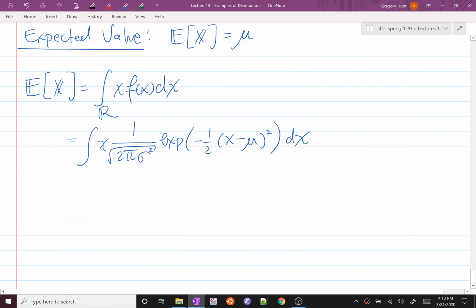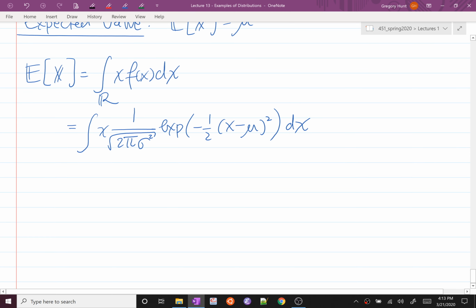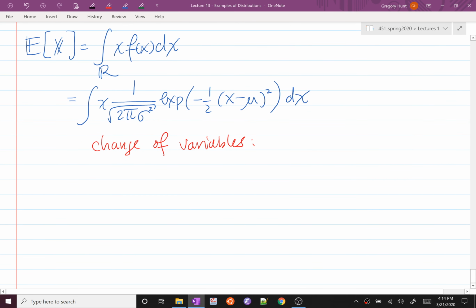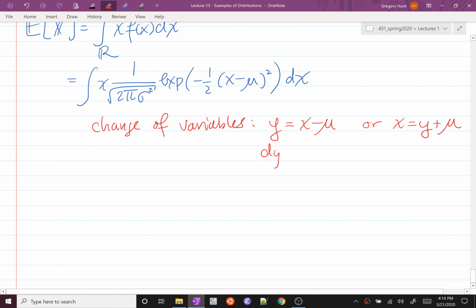And we can make a change of variables here, just to simplify our lives. We're going to introduce a new variable y, which we're just going to say is x minus mu. So we're going to recenter things. Or x is equivalently y plus mu, which just means dy is dx, right? That doesn't change. That's pretty nice.